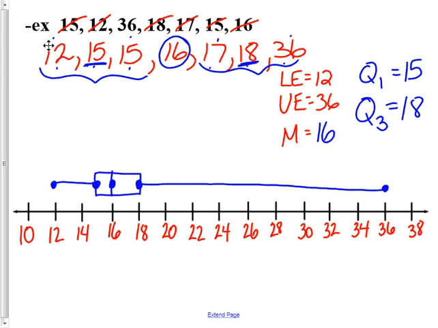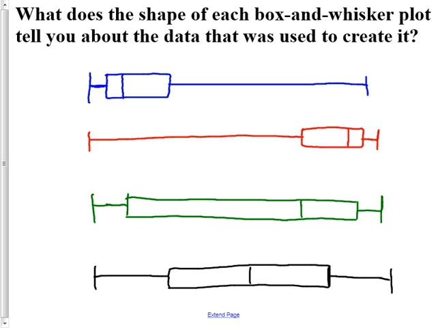Now you might be asking, what in the heck? Why is this helpful? What's the point? Well, let's take a minute to look at some examples. So looking at each of these box and whisker plots, what can it tell you about the data that was used to create it? Now, what it cannot tell you is what all the data is.